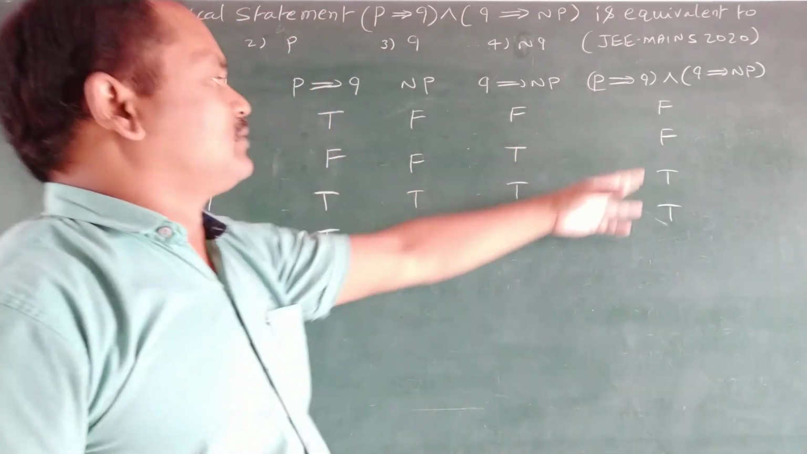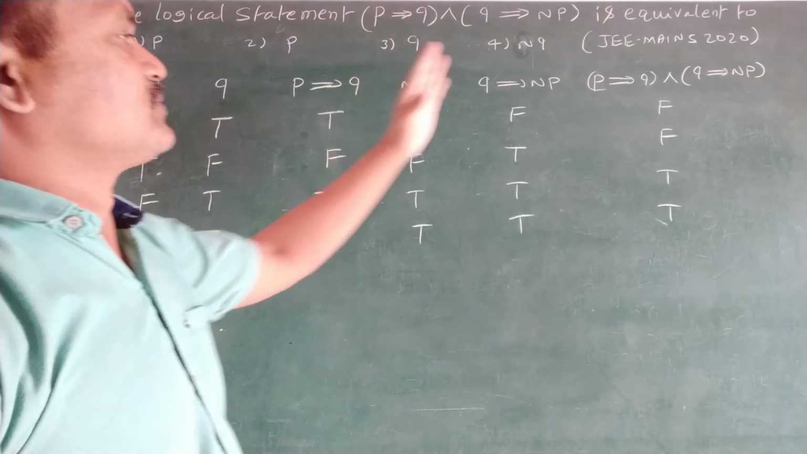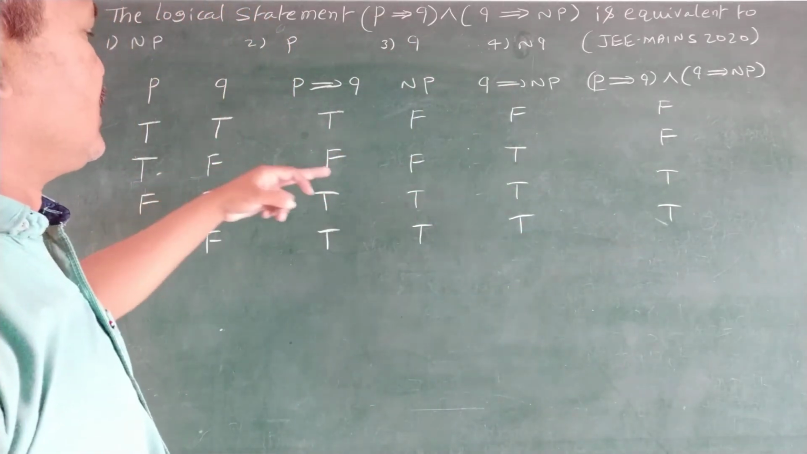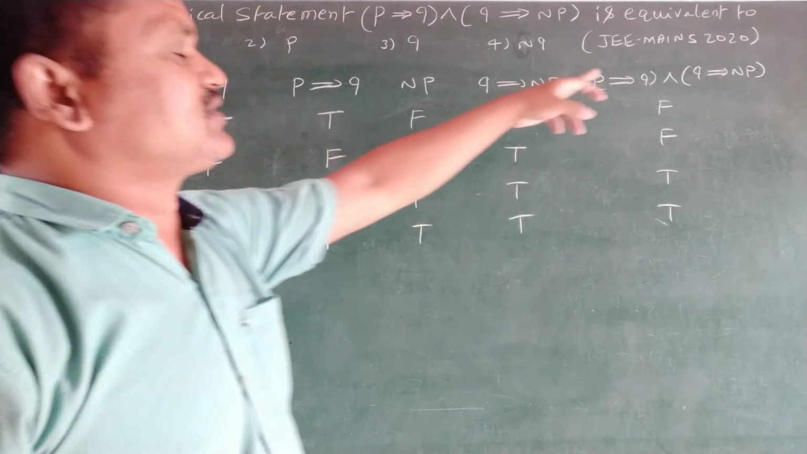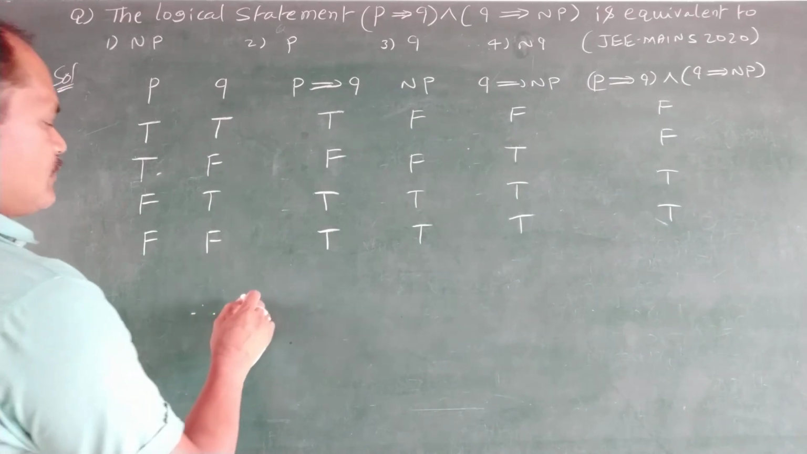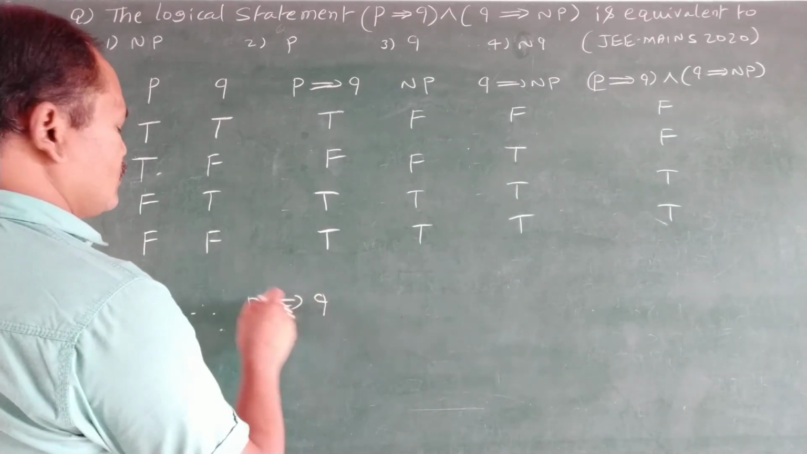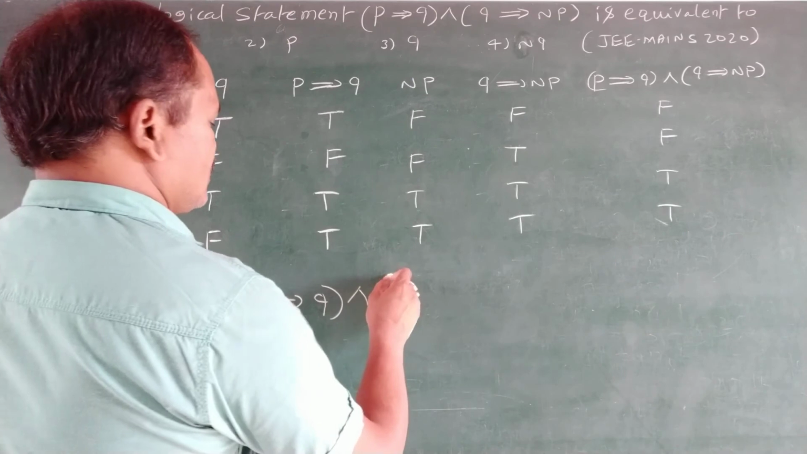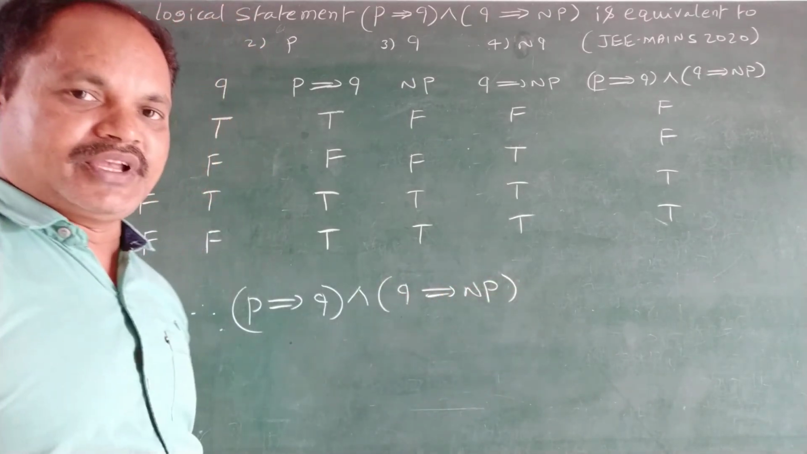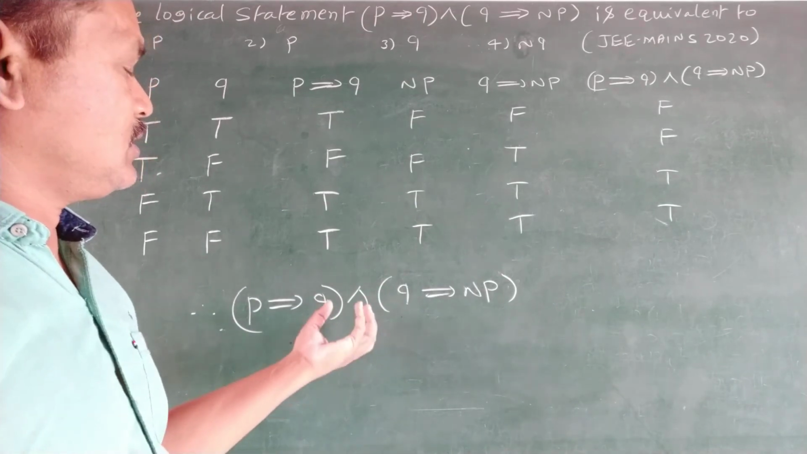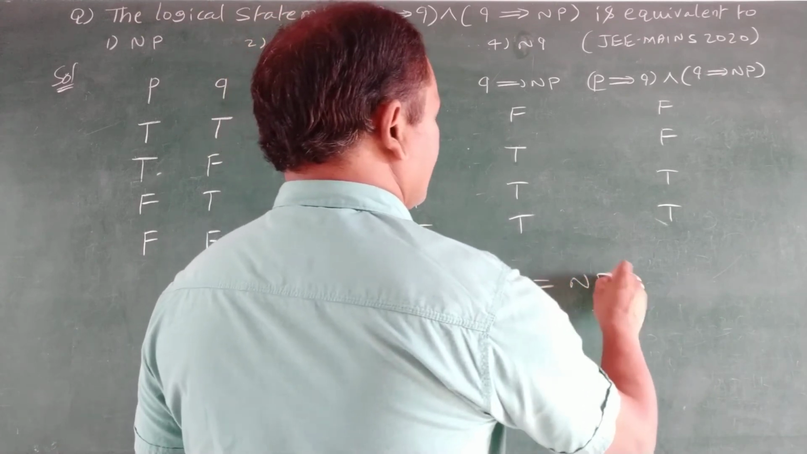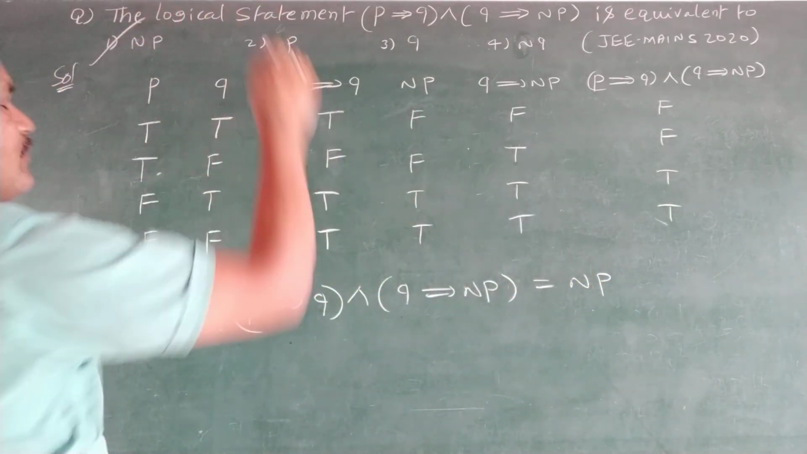Now, what are the columns that coincide here? F, F, T, T. Where it is F, F, T, T, F, F, T, T. That's why this one is equivalent to this one. Therefore, P implies Q and Q implies negation of P is equal to negation of P. That's why that is the first option.